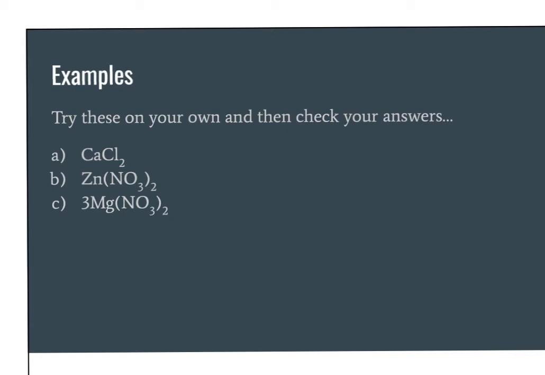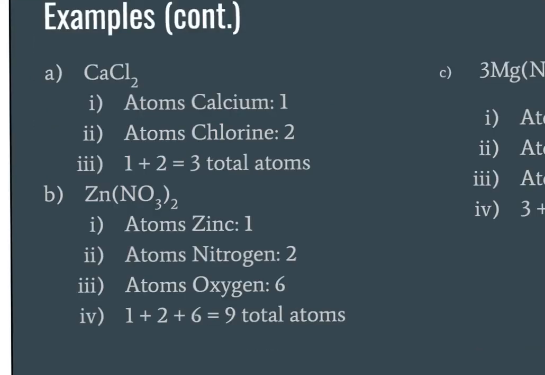Now I'd like you to pause the video and try these 3 examples. I want you to count up and tell me how many of each atom there are and then what the total number of atoms is. All right, CaCl2. I see 1 calcium. I see 2 chlorines, so 1 and 2, and we add those together to get 3 total atoms. That one was way too easy.